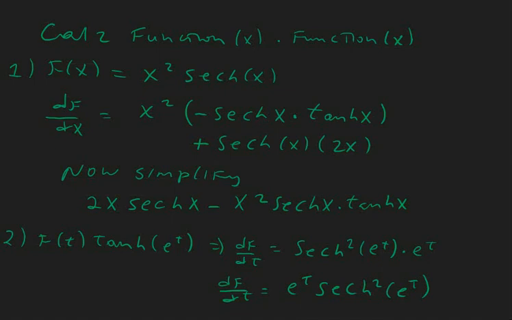In this video, I'm going to cover Calculus 2, something like a function of x multiplied by another function of x. Let's say you have f of x equal to x raised to the power of 2, or x squared, multiplied by the hyperbolic secant of x. So you have this function times this function, and the question is to find the derivative of this function.